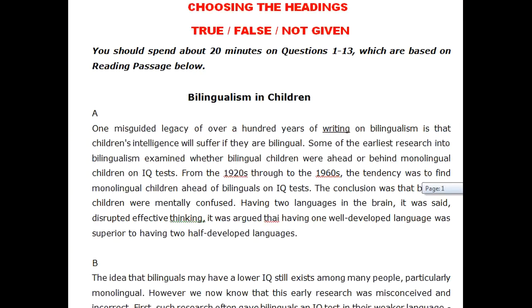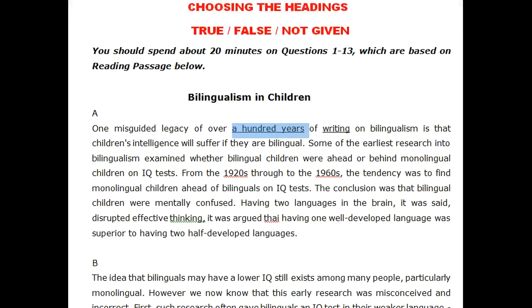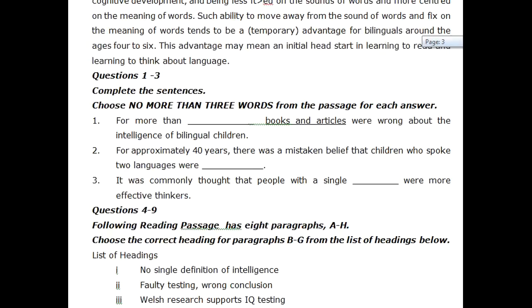They were wrong about. So misguided legacy means wrong. Over means more than 100 years. So 100 years is the answer, you can see. So I'll go back and write down the answer, 100 years. I have to see how many words are allowed. So no more than 3 words. So we can write 100 years as an answer. You can check the answer in the end.